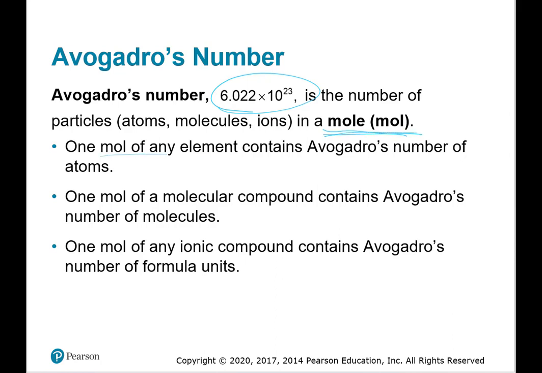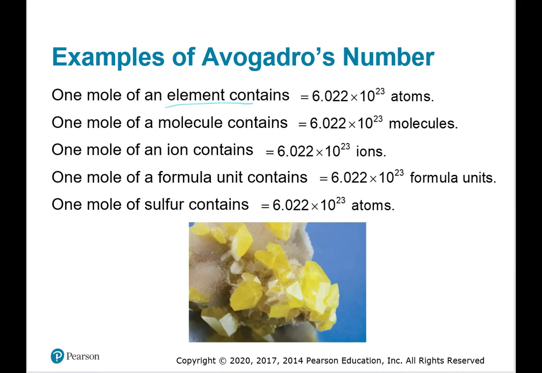1 mole of any element contains 6.02 times 10 to the 23rd atoms of that element. 1 mole of a molecular compound contains 6.02 times 10 to the 23rd molecules. 1 mole of an ionic compound contains 6.02 times 10 to the 23rd formula units of that compound. 1 mole of an element contains 6.022 times 10 to the 23rd atoms. 1 mole of a molecule contains 6.022 times 10 to the 23rd molecules.